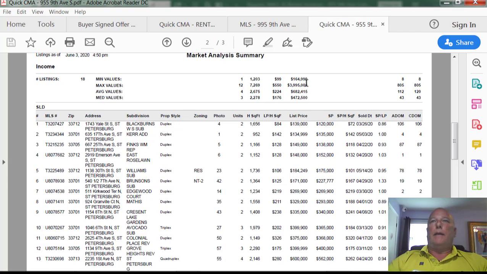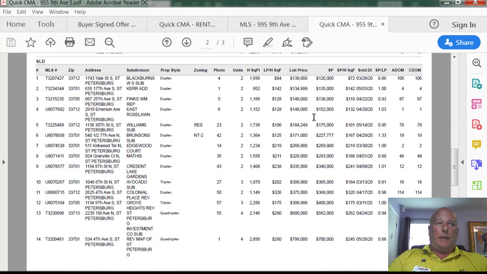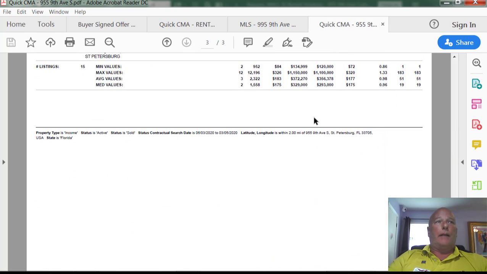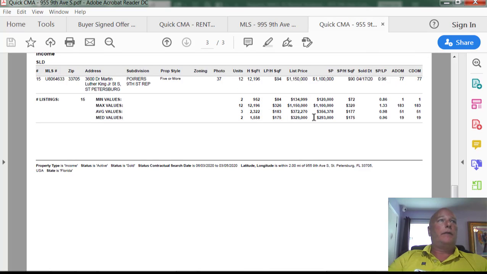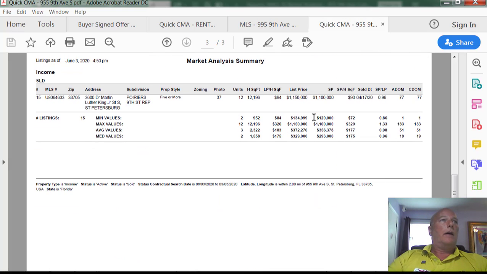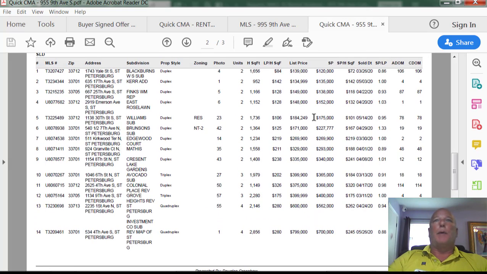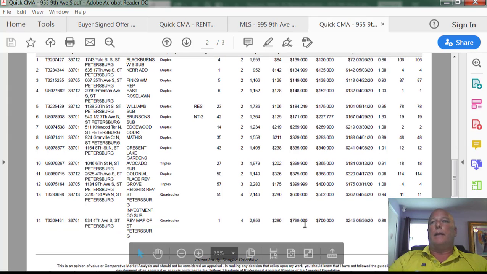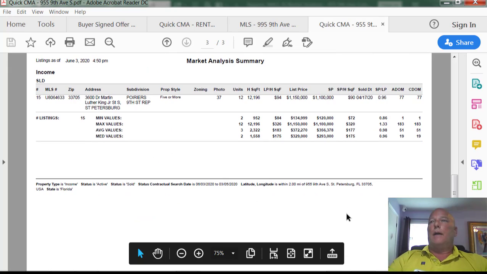You have your max values, so that one shouldn't be in there, but it is. I messed up on that. Didn't take that one out. Minimum is 164. But those are the actives. And then if you go down the page, solds. Here's the solds. So you got them 139 to 800,000 basically.